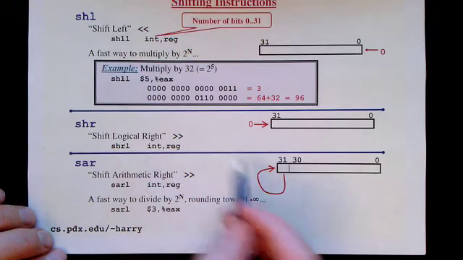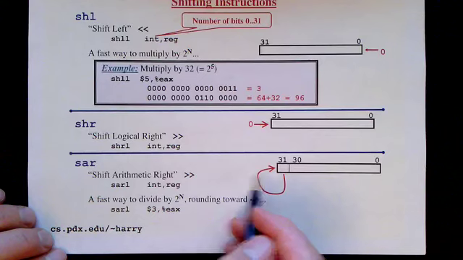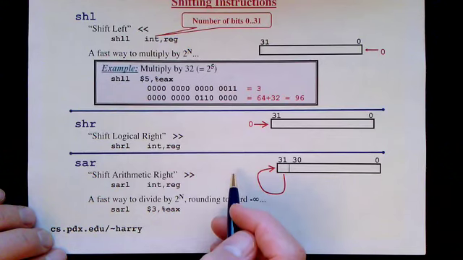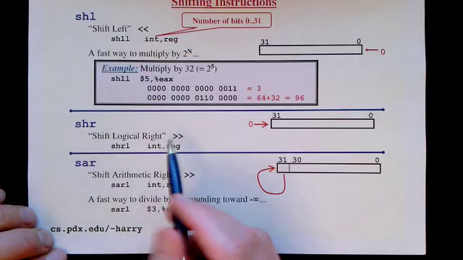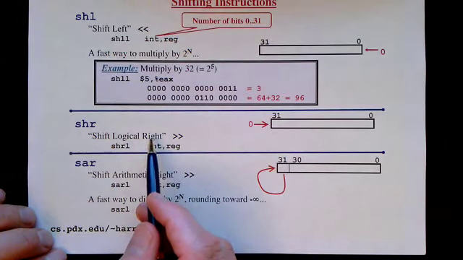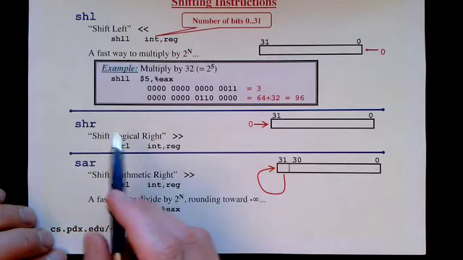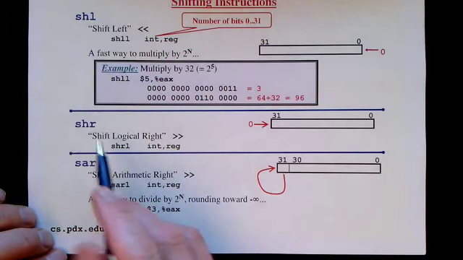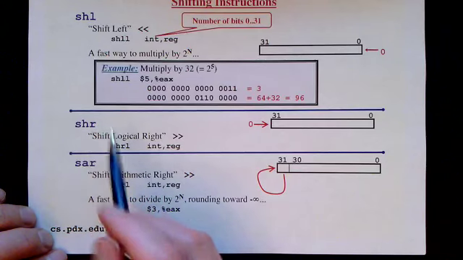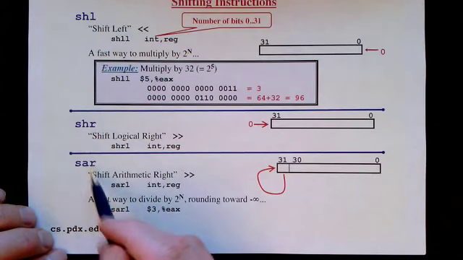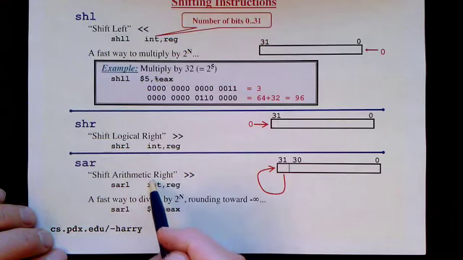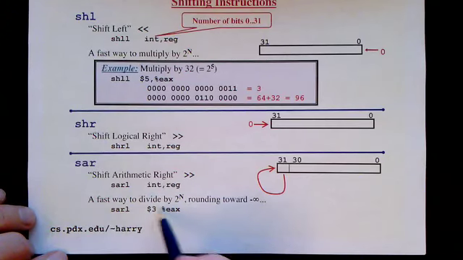And shifting in the sign bit is called an arithmetic shift. So we can shift right logical or shift right arithmetic. On the Intel architecture, we have an SHR, shift right, for the logical, and SAR, shift arithmetic right. And so these are two examples of the instruction. And here's an example showing that we're shifting to the right by 3.